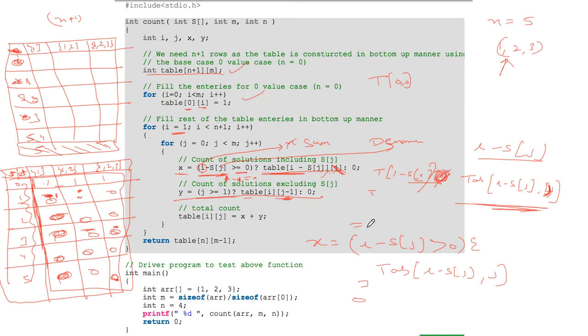Okay, now I is what? My 1. J is what? 0. So 1, also 1. J is 0. J starts from 0. S of j is 1. S of j is 1. So 1 minus 1 is greater than or equal to 0. So it comes inside. So now table of I minus s of j, which is what? 0. I minus s of j is 0, comma 0. What is 0, comma 0? 1. So x is 1. I is 1, j is 0. S of j is 1.